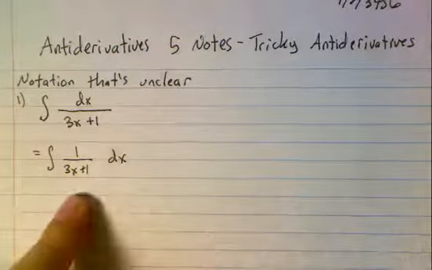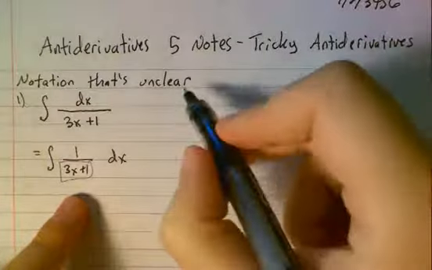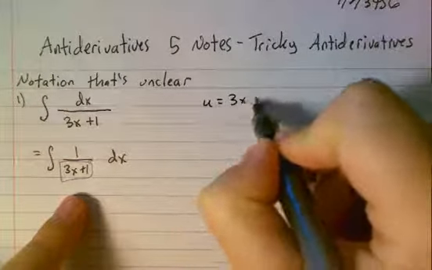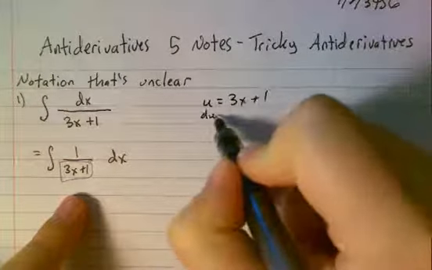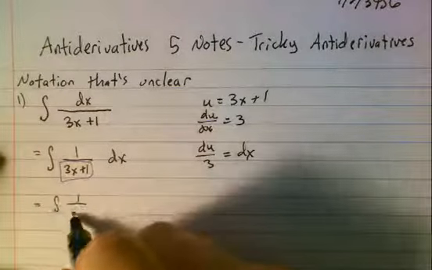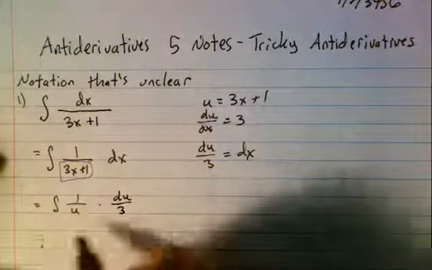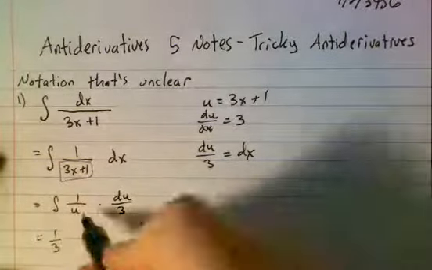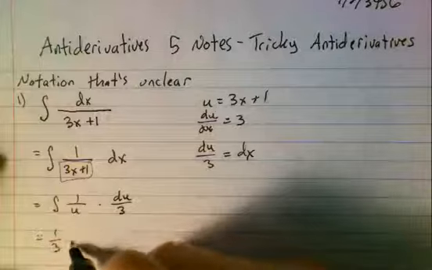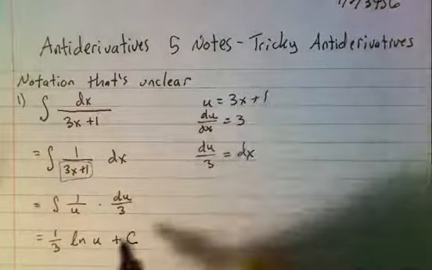So when we do that, we have a box function here, 1 over something. So we'll let our u equal 3x plus 1, du dx equals 3, du over 3 equals dx. We'll substitute in with that, so we have the antiderivative of 1 over u, du over 3. This 3 comes out to be 1/3. The antiderivative of 1 over u is the natural log of u plus c. And then we put our u back in.